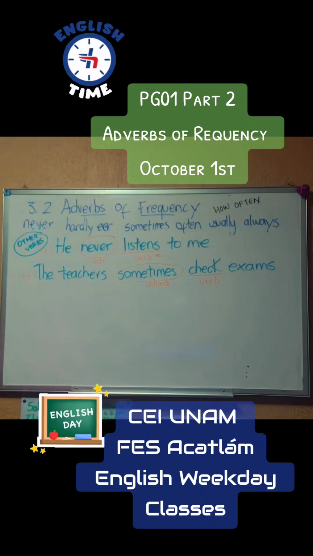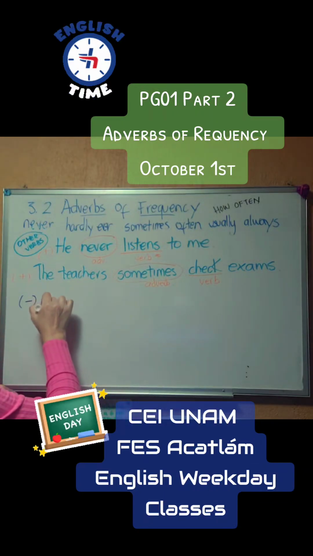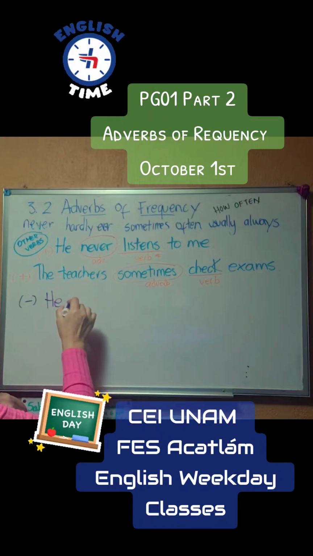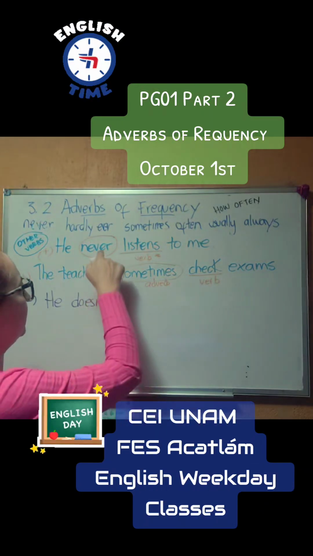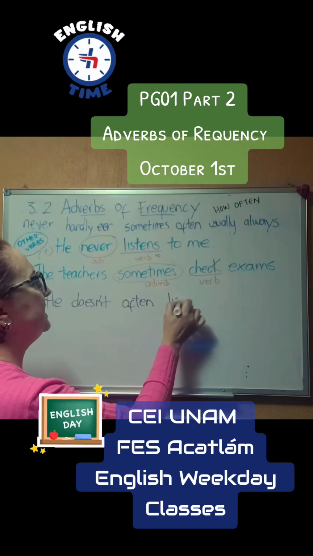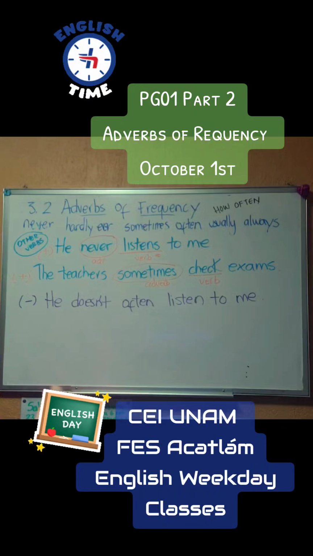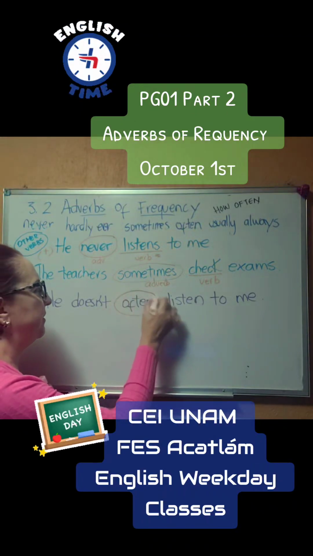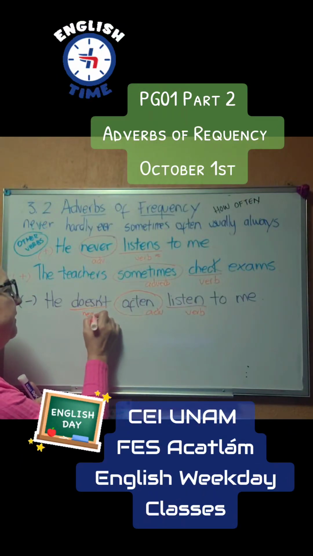Now, let's see with the negative. What happens with the negative? We already know that the negative is with an auxiliary. Okay? So we have he never listens to me. He doesn't. We are not going to use never because it's not going to combine with the negative. He doesn't often listen. No S because it's here. Listen to me. He doesn't often listen to me. So here we have the adverb of frequency and then the verb. So again, first the adverb, then the verb, and then here the negative.